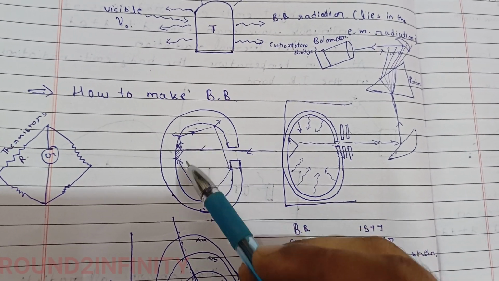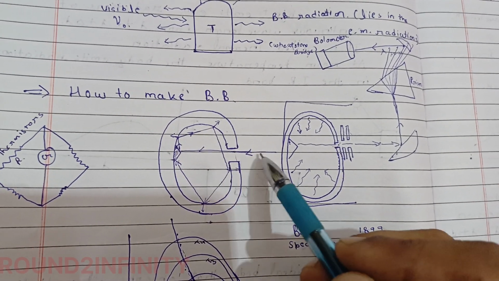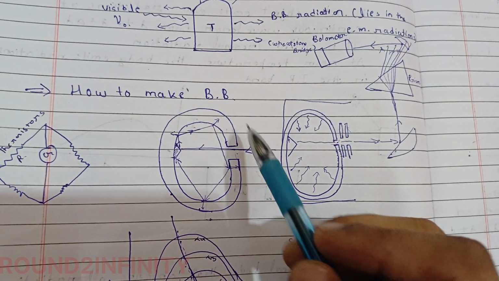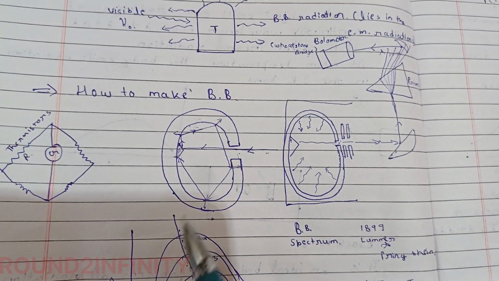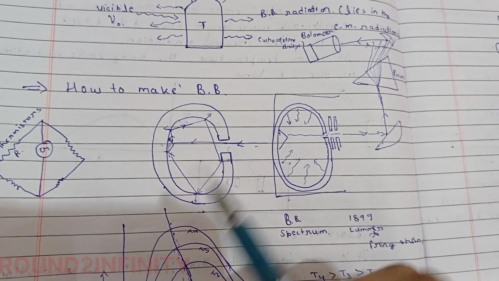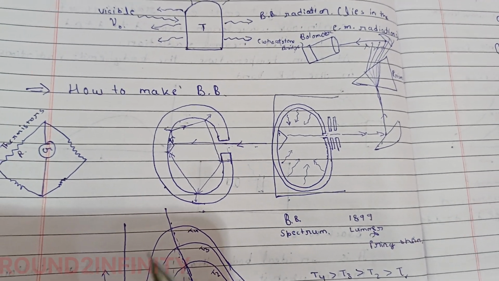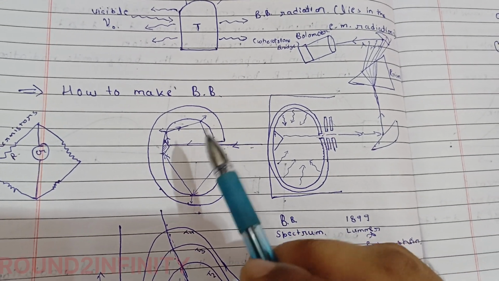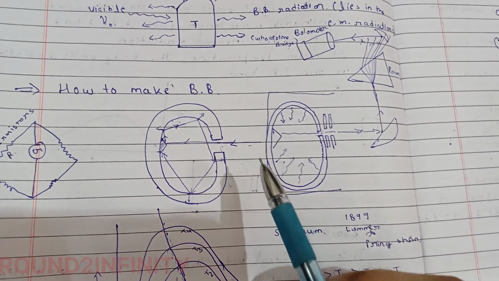So that's how we make a black body: when it absorbs these radiations, it will emit radiation because of heating. That radiation will come out of this hole, and we will study that radiation. That will be the ideal black body situation, where we study only those radiations which are coming out of the object, not the reflected ones. So that's how we make the black body. It's not an ideal black body, but it's a 99% black body.